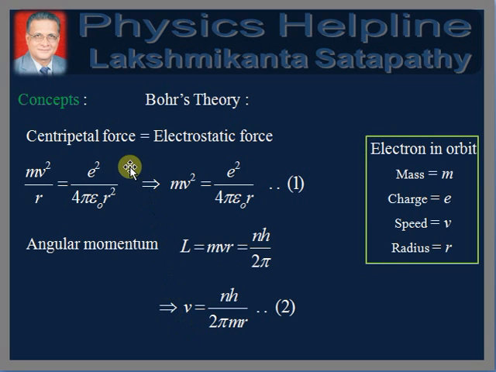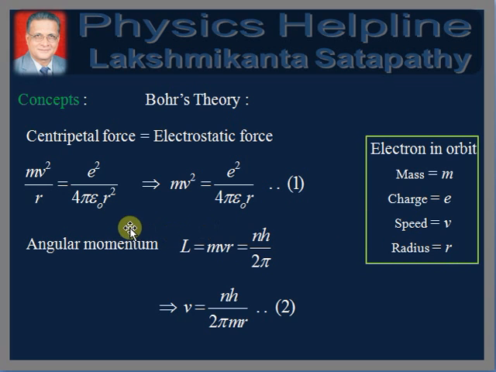First, let us understand the related concepts. Bohr's theory. Let us define the mass of the electron is equal to m, charge is equal to e, speed of the electron in orbit is equal to v, and radius of the orbit is equal to r.